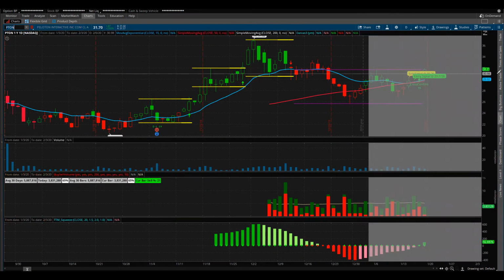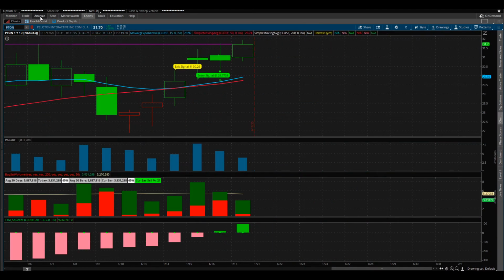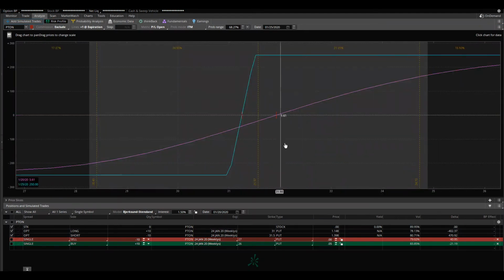Now I did get into Peloton on Friday. I did a put credit spread on Peloton. And this is the trade that I have in Peloton. So what I did on Friday, or was it Thursday or Friday? I bought the January 24th, I'm sorry, I sold the January 24th 31.50 puts and bought the 31 puts. Peloton's at 31.57. So if Peloton remains above 31.50 by Friday, I collect $250 on that trade and I keep it all. If Peloton drops below 31.50, I lose $250.